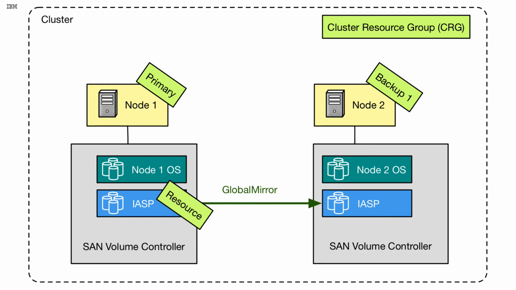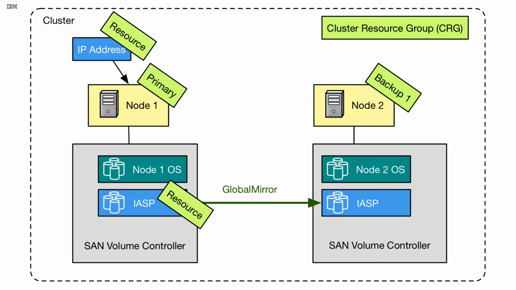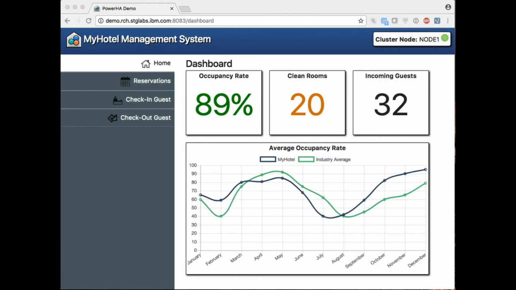Now, in addition to the IASP resource in our cluster resource group, we can also define other resources to switch, such as an IP address. Let's jump over to the demo now.